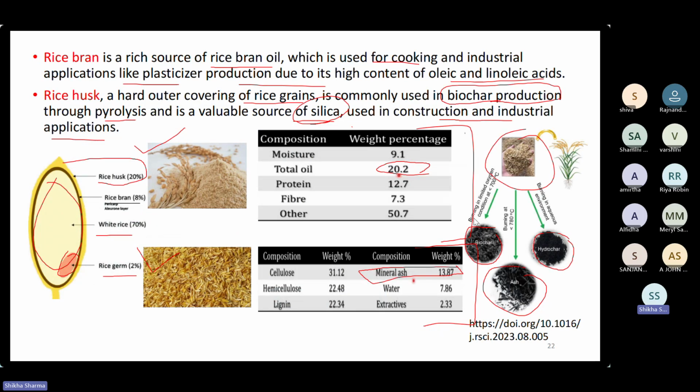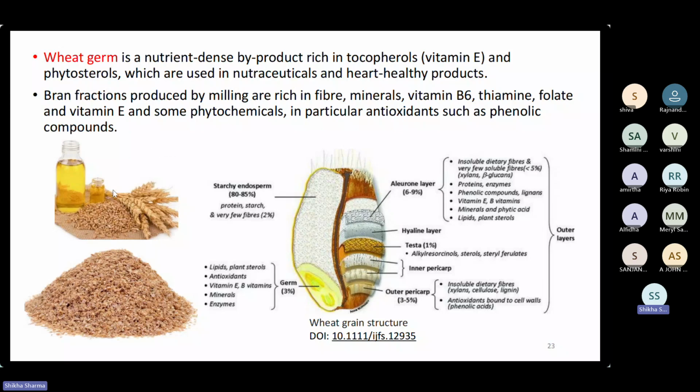Then the wheat industry, if we see, this wheat kernel has this starchy part known as the endosperm of the wheat. It contains most of the part, which is 80 to 85%, and it has protein, starch, and fibers.